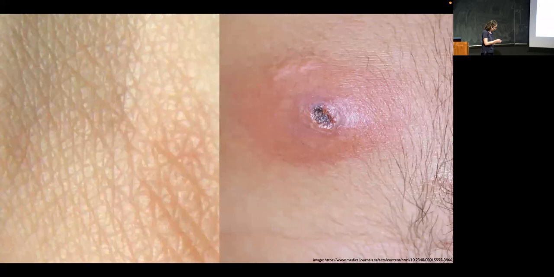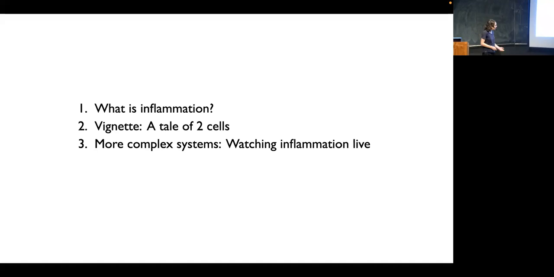So the rest of the talk will be divided into three parts. First, what is inflammation? Second, I'd like to tell a short story about two different cells. This is really beautiful work from a team of physicists and immunologists in this field, to illustrate some of how we might start thinking about inflammatory states. And finally, it's about how we can maybe tackle the slightly more complex problem of inflammation in real tissue systems.